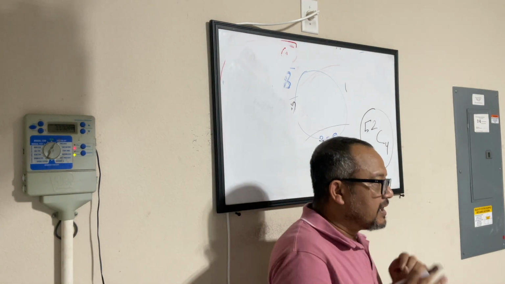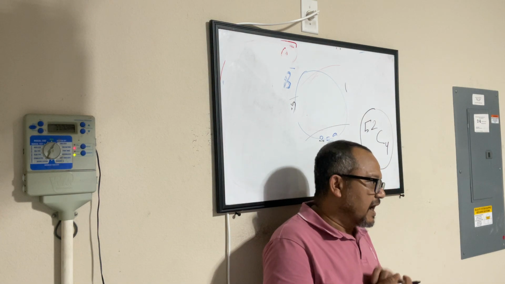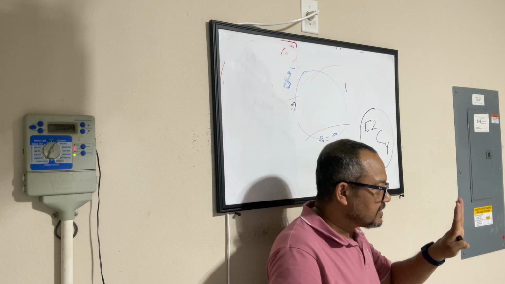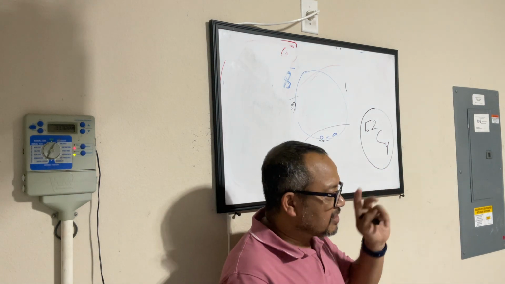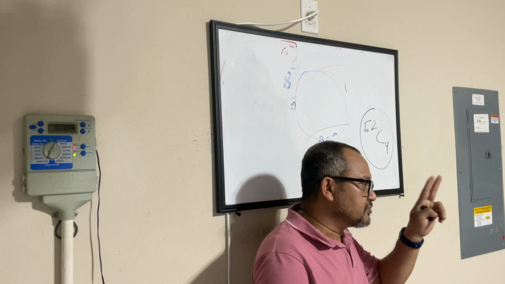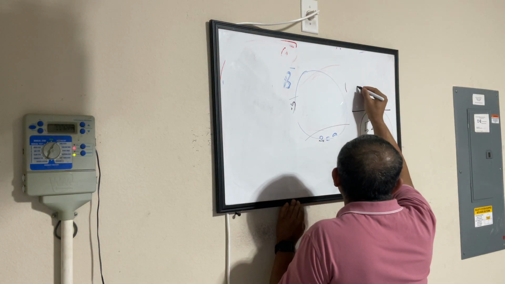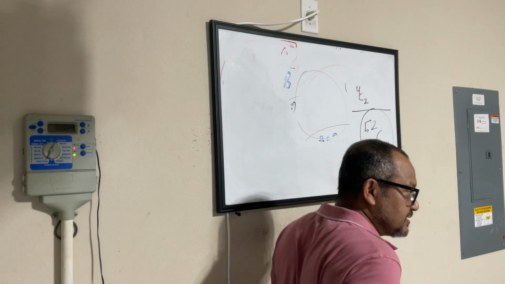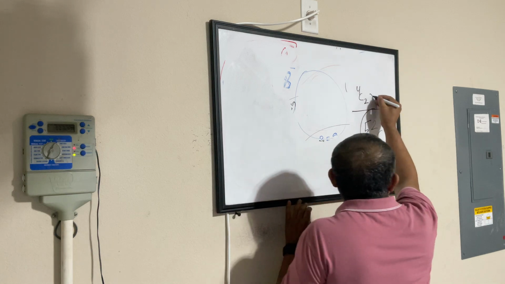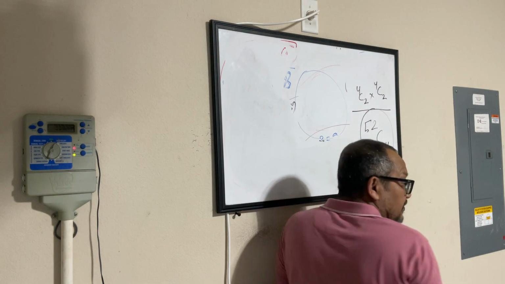And now, how many ways? I have 4 aces and I have 4 kings. Here the ask is, what is the probability of getting 2 aces and 2 kings? Now, if this is my total number of events, I am talking about how many ways I can get 2 aces out of 4 aces and 2 kings out of 4 kings.